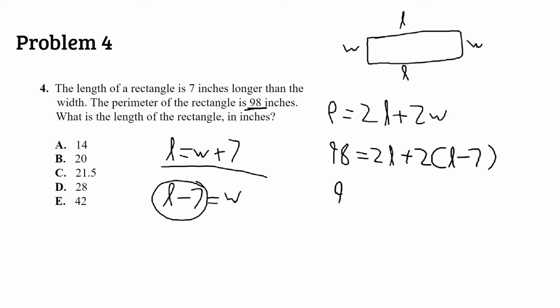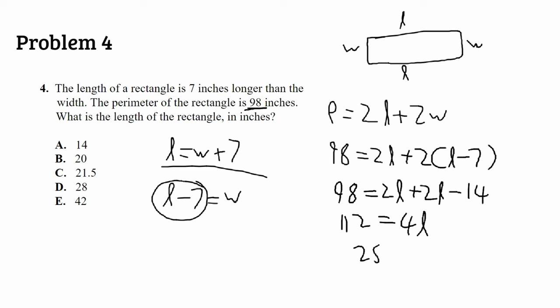So I know that 98 is equal to 2 times the length plus 2 times (L minus 7). Now just multiplying through here, so plus 2L, and then 2 times negative 7 is minus 14. Now I'm going to add 14 to both sides. So I'll get 112 is equal to, and then just combine the two L's, so 112 is equal to 4L. And then just dividing both sides by 4 here, I get 28 is equal to L, or L is equal to 28 inches. So that is going to be option D.